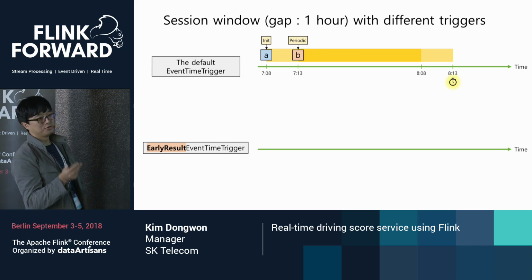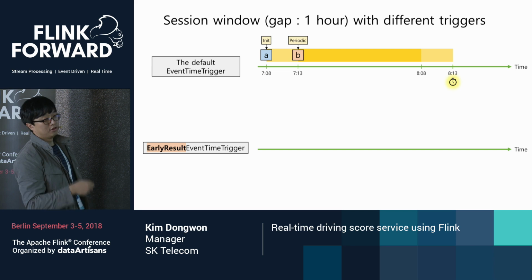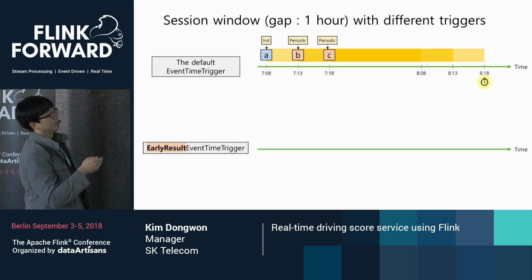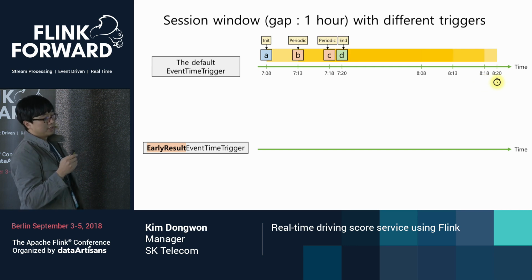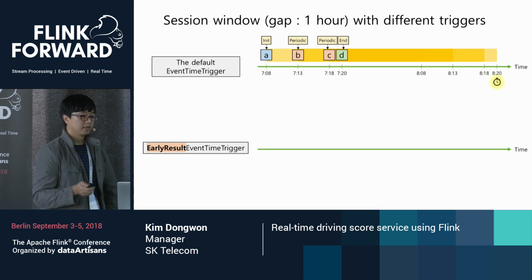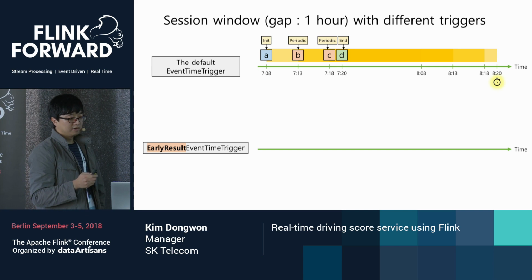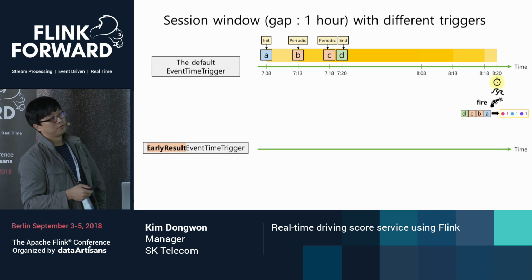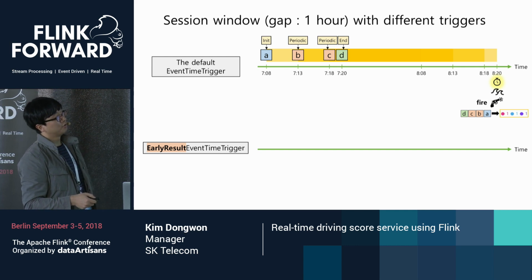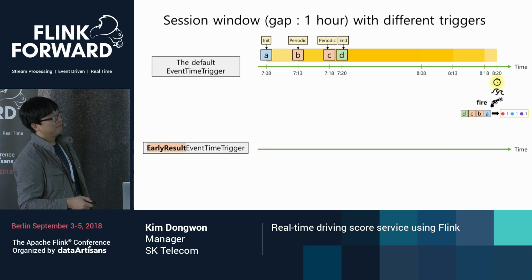And when 2 windows are merged, the previous timer is removed and a new timer is registered at the end of the new window. And then the second periodic message comes in and the same thing happens. And the last message comes in and the same thing happens. And this trigger fires when the watermark reaches the timer, which is 8:20. This is 1 hour after I reached my destination. Then we will have 3 factors from all of the 4 messages.